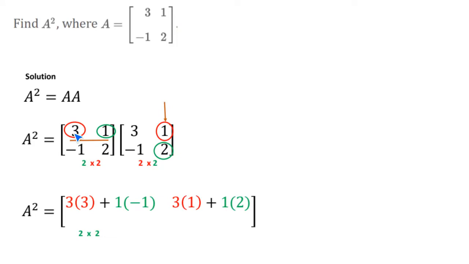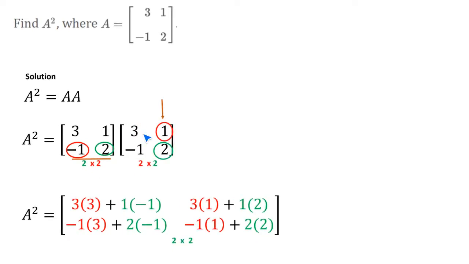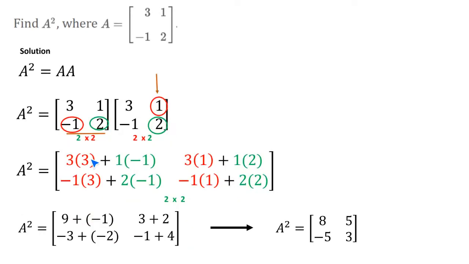Then you go with the second position here. The first row with the second column, so 3 times 1 and 1 times 2. There are no more columns, so we go on to the second row and do the same thing. So -1 times 3 and 2 times -1. Now we go on to the second column, -1 times 1 and 2 times 2. If we simplify this, we end up with 8, 5, -5, and 3.